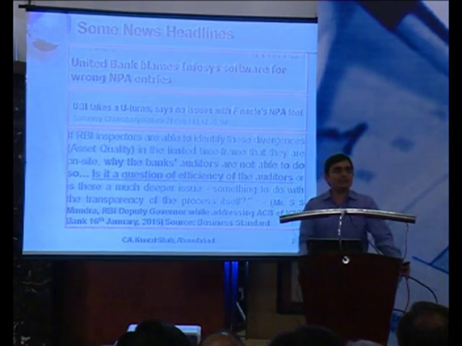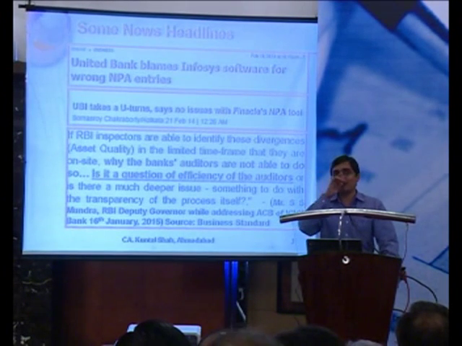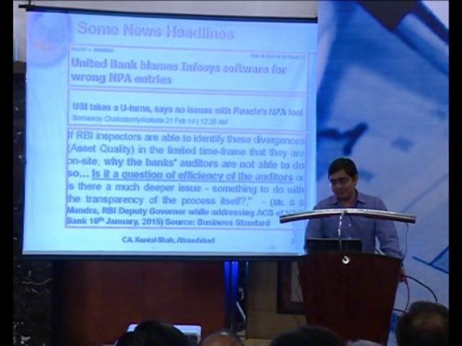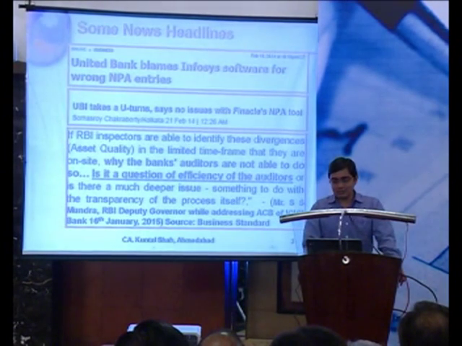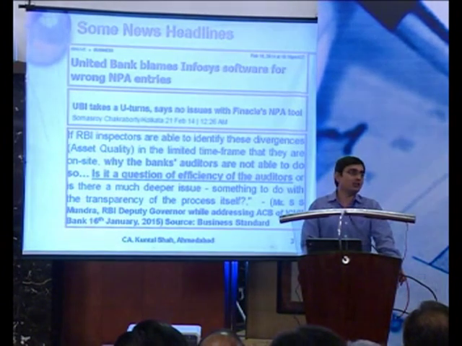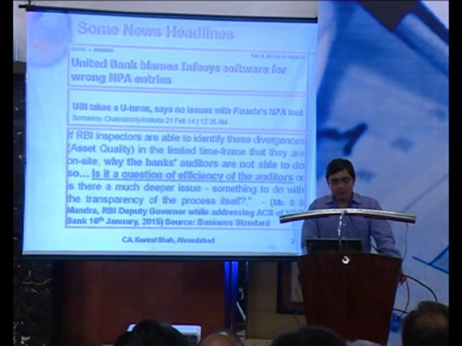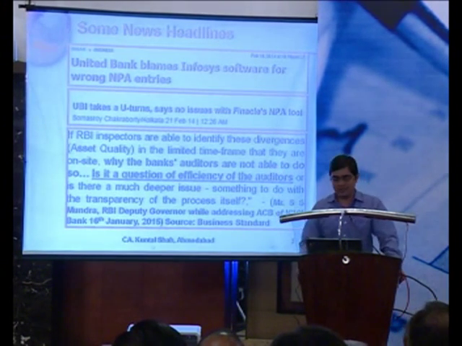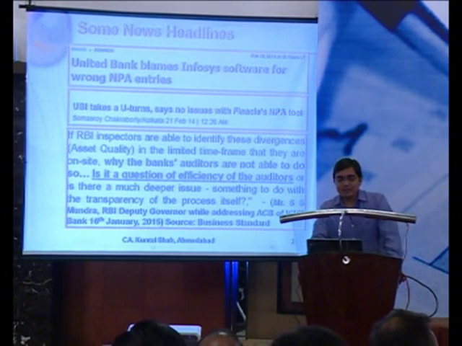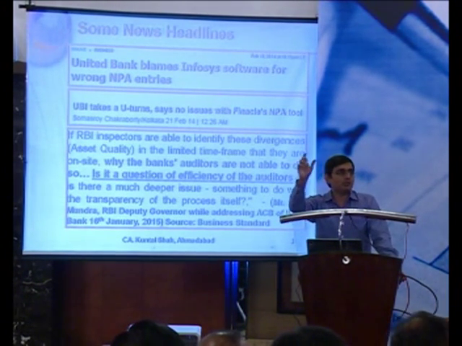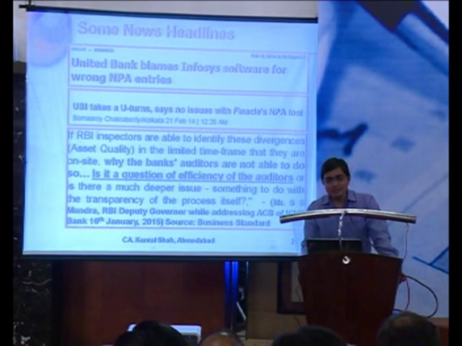Now this is not my statement nor any of the Institute person's statement, this is the statement of Mr. S.S. Mundra, RBI Deputy Governor, made at an audit committee meeting. He was addressing the audit committee meeting of ICICI Bank on 16th of January 2015. It was a general statement not related to ICICI Bank. It was reported in Business Standard. If RBI inspectors are able to identify these divergences, he was referring to the asset quality side, in the limited time frame that they are on site, why are the bank's auditors not able to do so?